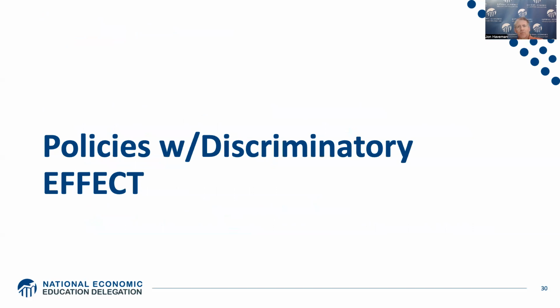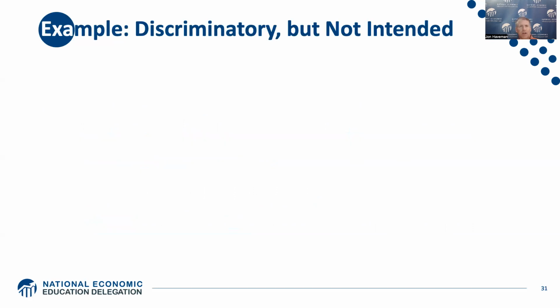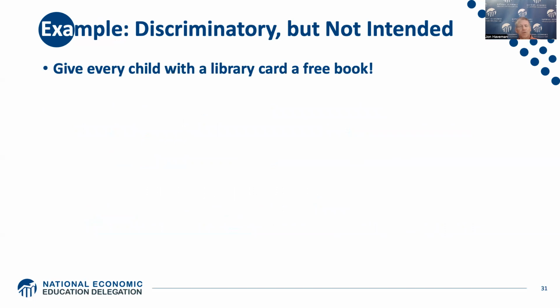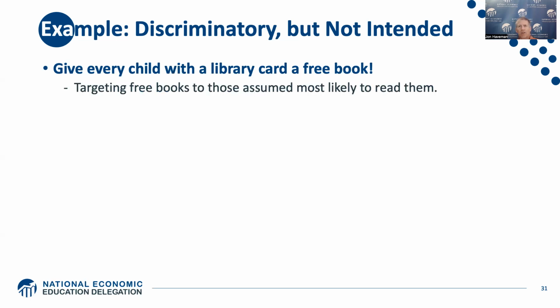Okay, so let's talk about policies with discriminatory effect. What I first want to do is give an example of how a policy can be discriminatory without intentionally being discriminatory, right? So here's an example. Let's suppose that a town decides to give every child with a library card a free book. Okay, that makes sense. You want to hand out books to the kids that are most likely to read them. If a kid's got a library card, that means that they're one of the kids that's most likely to read it. Right? You want to target where your free books go. All right. Well, how can it go wrong?